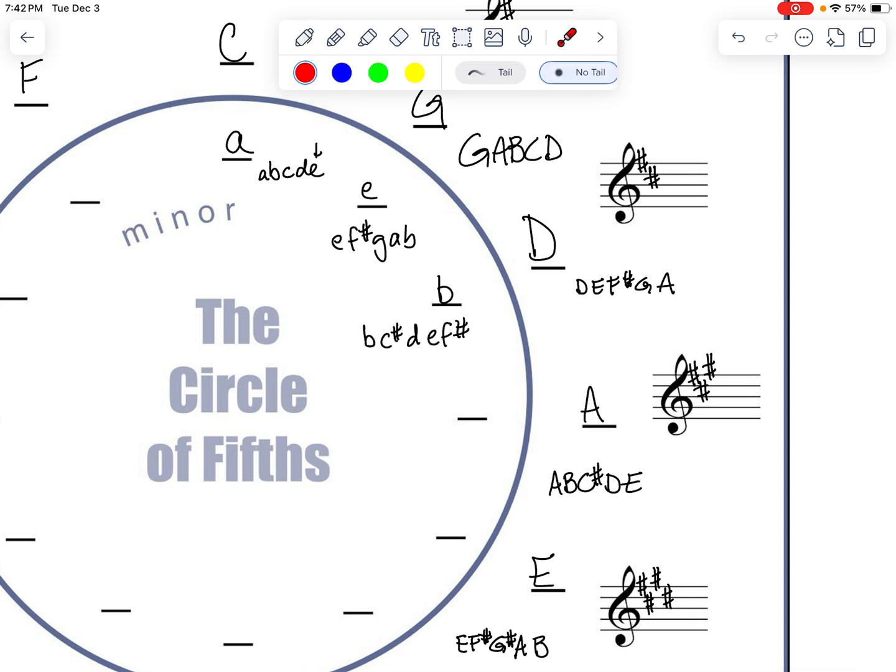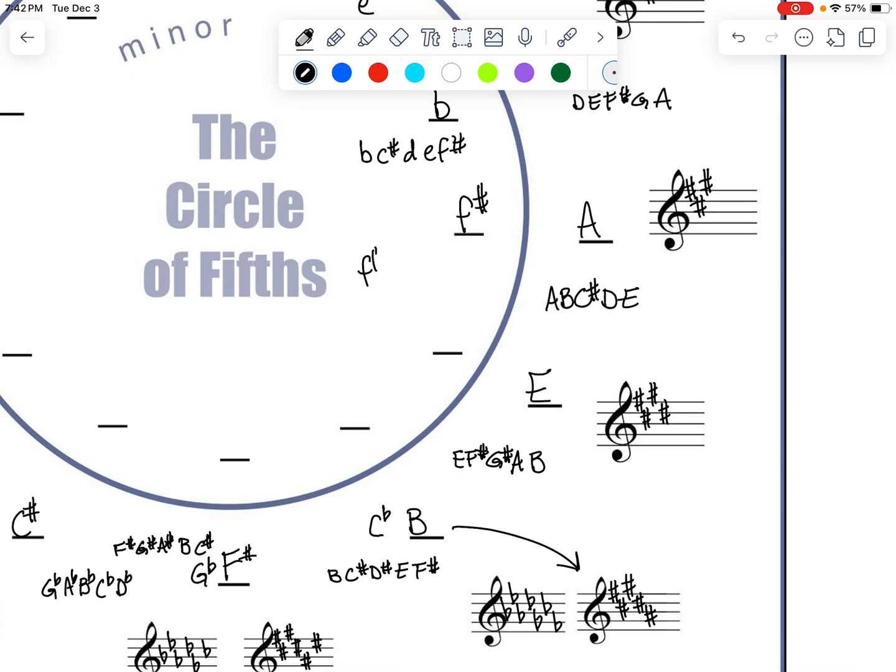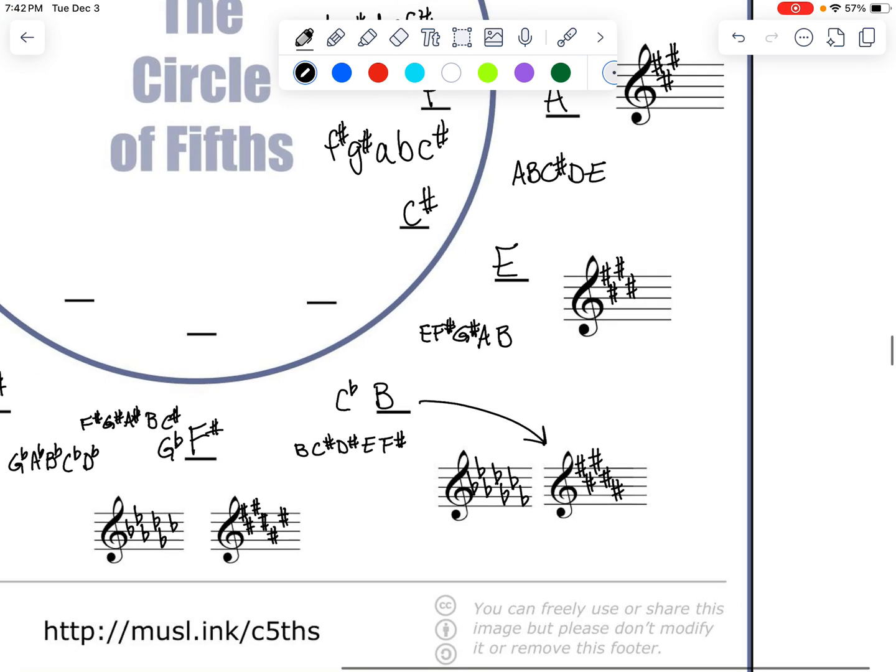Again, remember, you have to look at what is in the key signature. We have an F sharp in the key signature, so you can't call this F natural. Again, world of hurt if you don't pay attention to what is in the actual key signature. So F sharp is our next minor. Then we can use that scale, F sharp, G sharp, A, B, C sharp. That gives us our next one, C sharp minor.